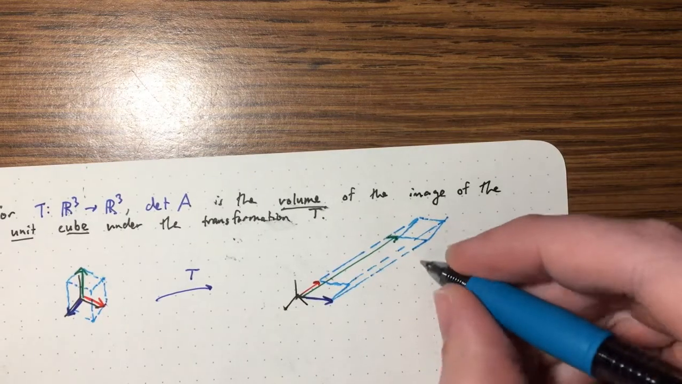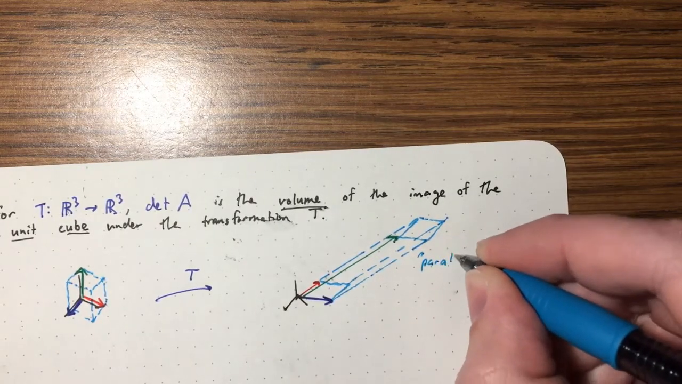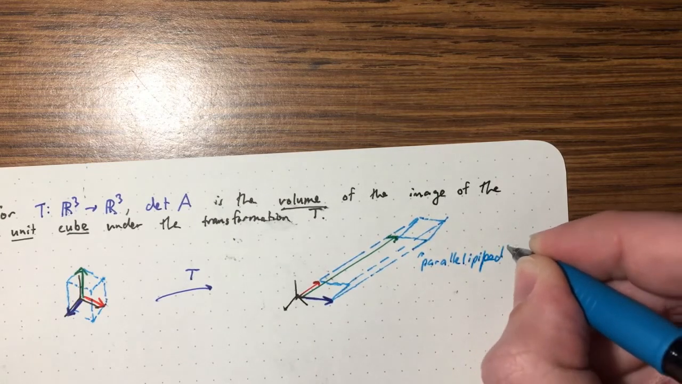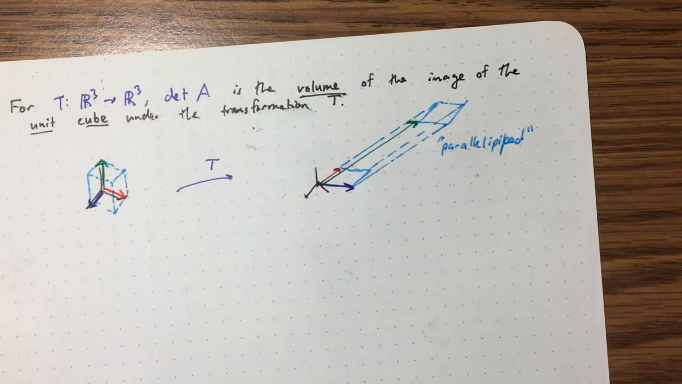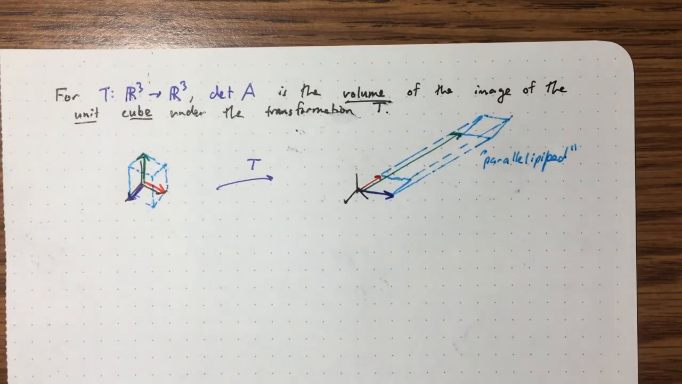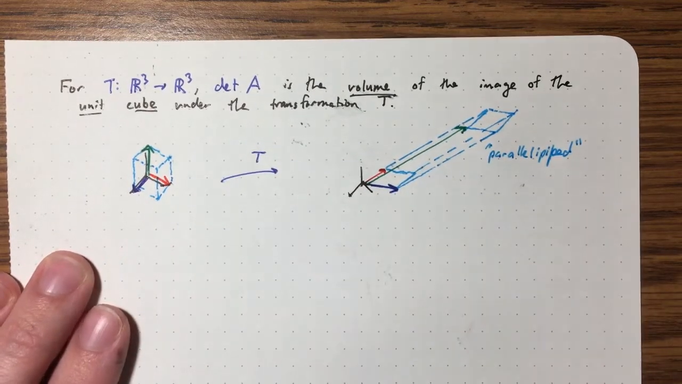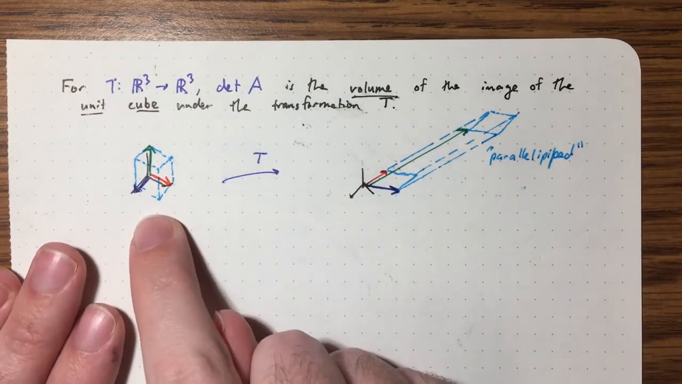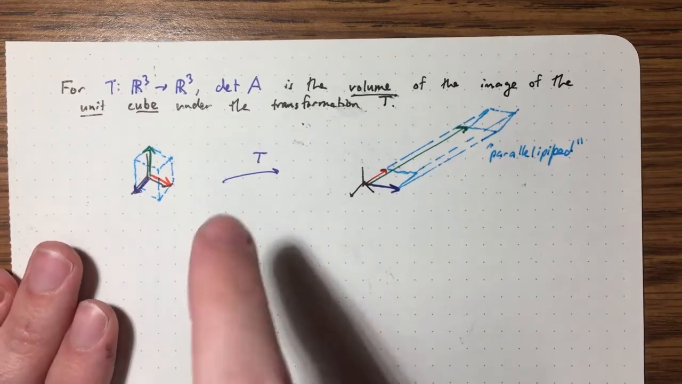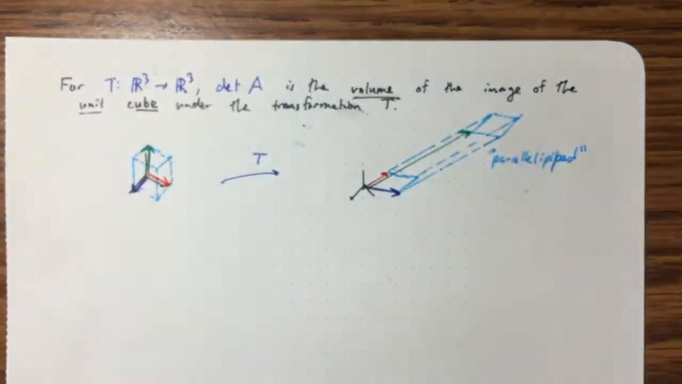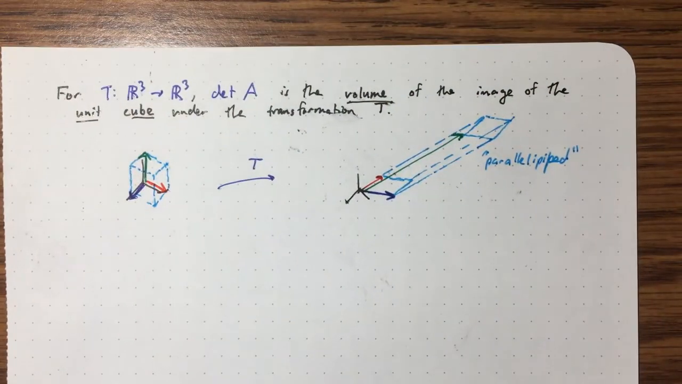So this is a parallelepiped. Probably spelled that wrong, but that's what they call that shape. And again, the determinant is the volume of this parallelepiped. That's the geometric meaning. What would it mean for the determinant to be 0? It would mean that this cube gets squashed down into the two-dimensional plane, or a one-dimensional line, or even a point.